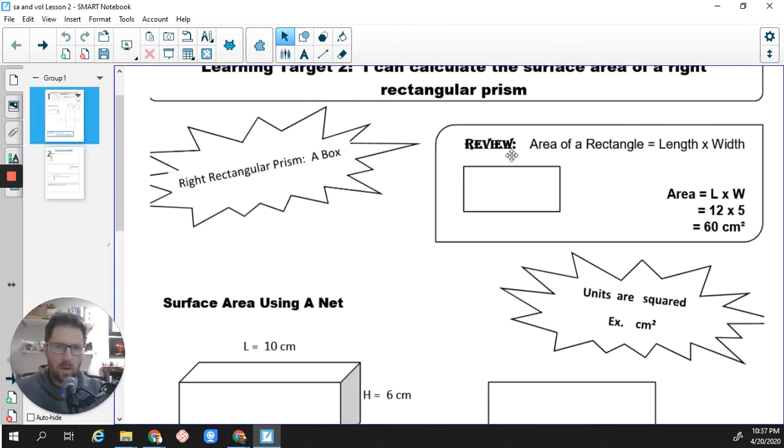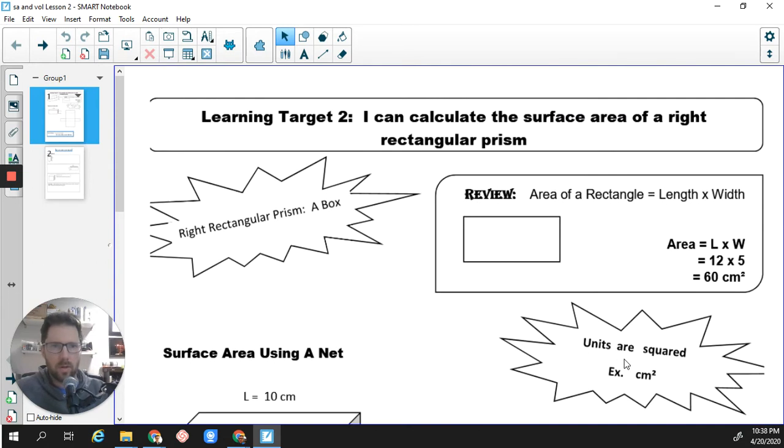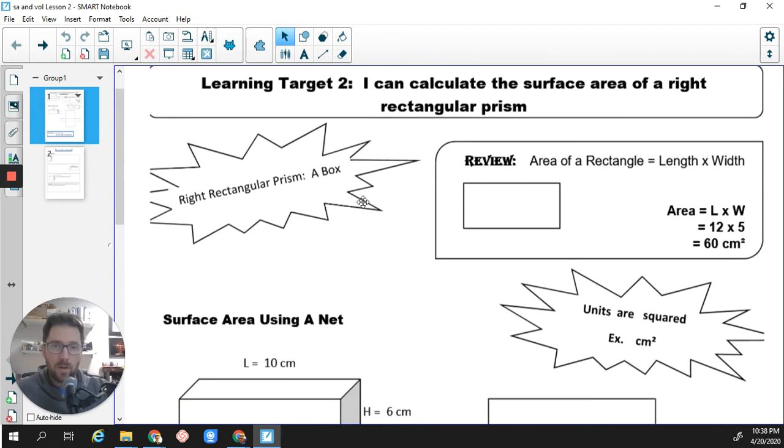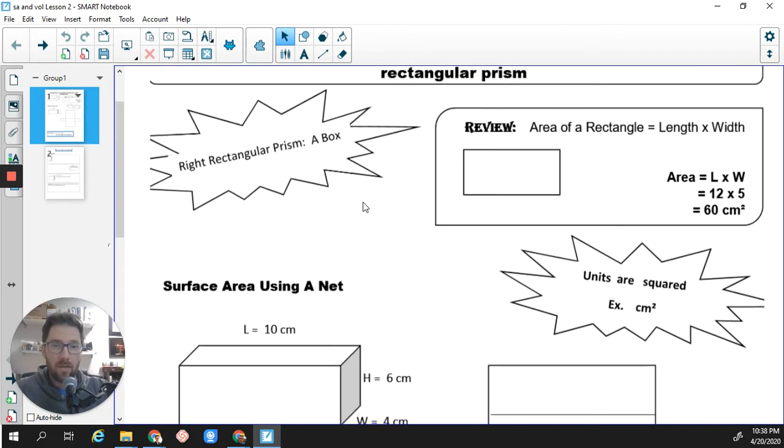Today we are going to take a look at our learning target number 2. So we're looking at calculating the surface area of a right rectangular prism. So we're talking about a box. Yesterday, or last time, I did an amazing video making a net of a Cheerios box. If you haven't seen it, you should definitely check it out. So moving on, we're going to take a look at not just crafting a net, but trying to figure out, okay, what is the area of this thing?